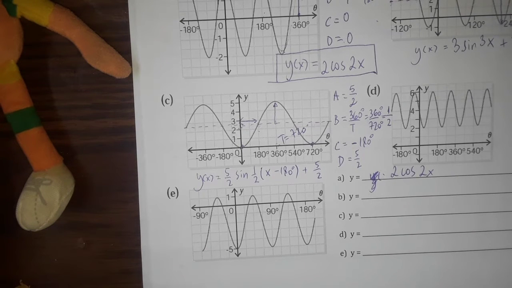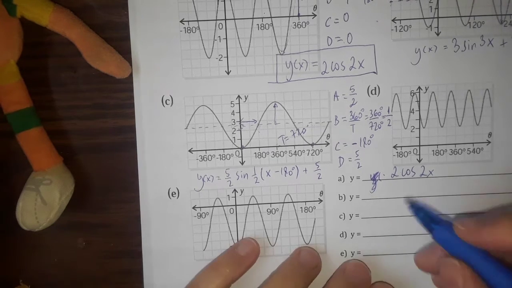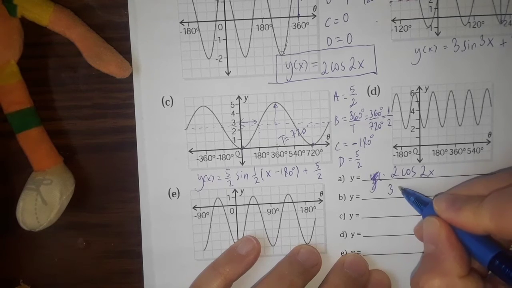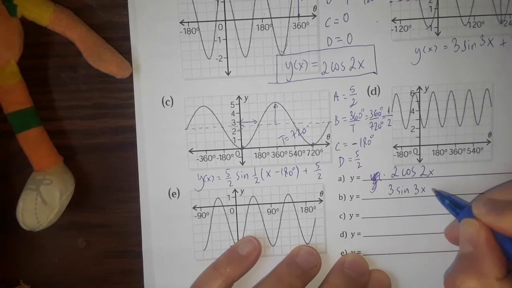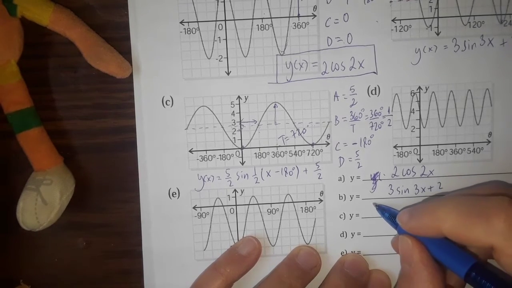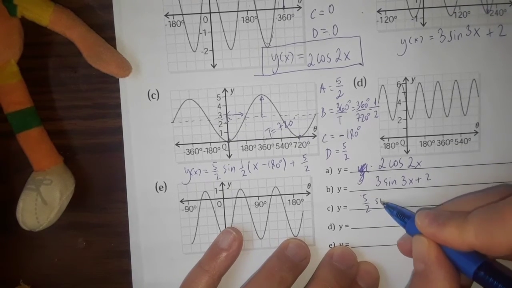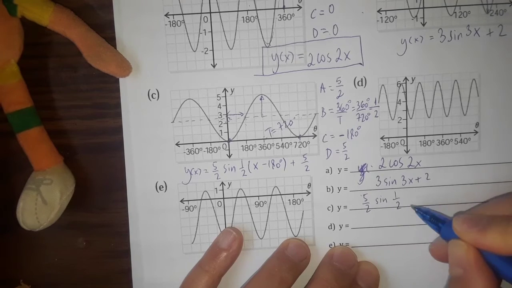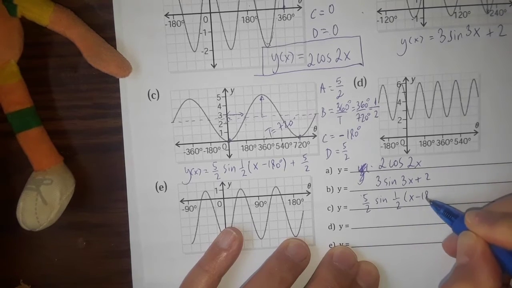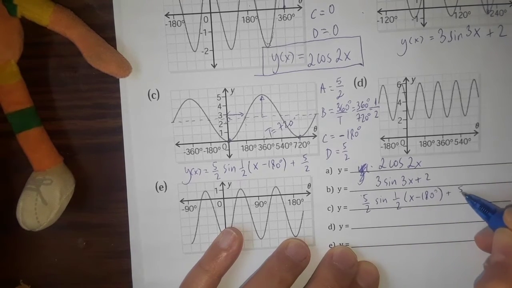Pretty crazy. Let's write it here. So this is 3 sine of 3x plus 2, and this is 5/2 sine of 1/2 x minus 180 plus 5/2.